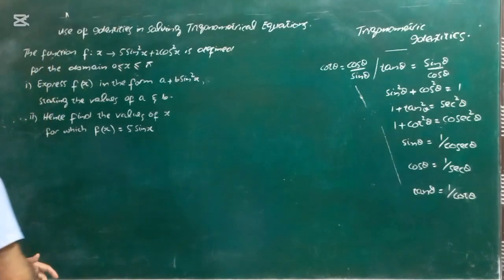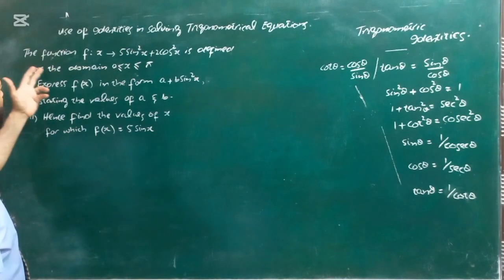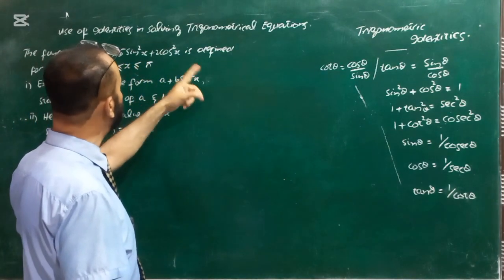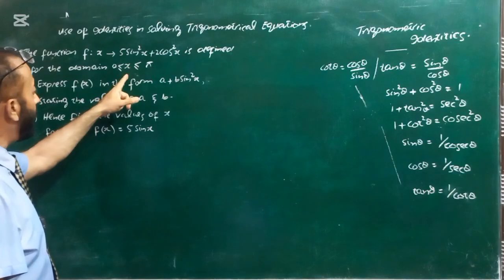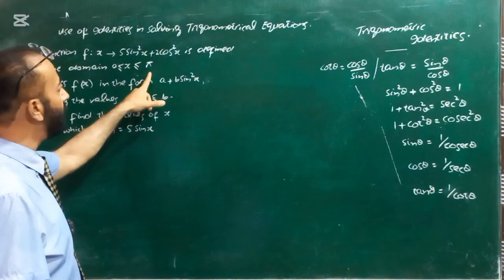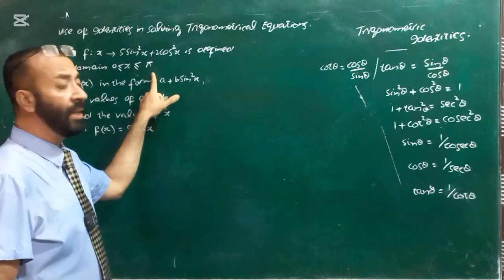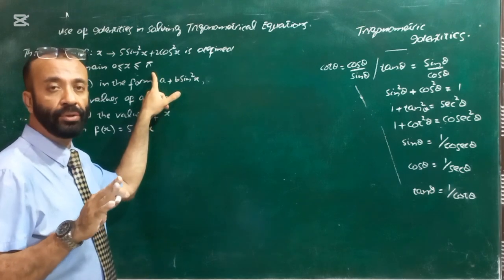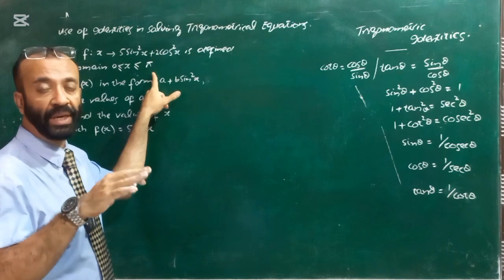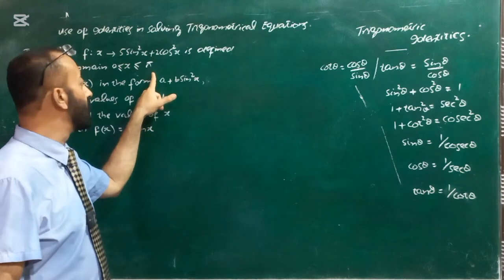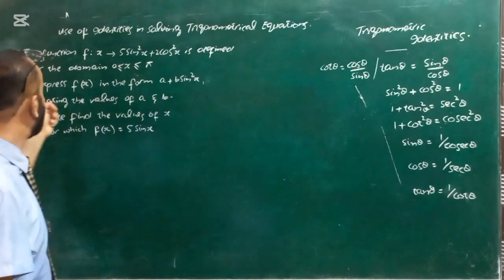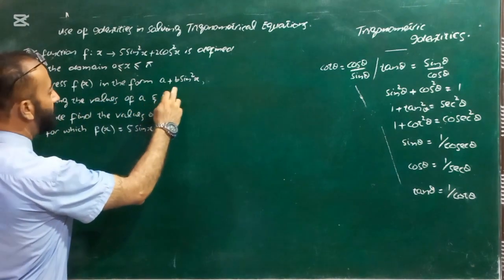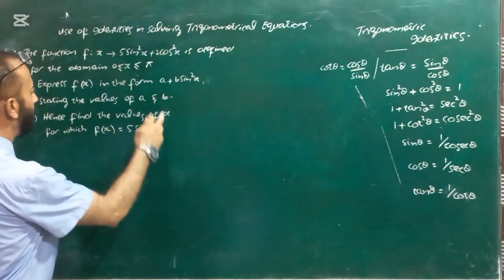Here is another question. The statement of the question is the function f of x is equal to 5 sine square x plus 2 cos square x is defined for the domain x is greater than or equal to 0 and lesser than or equal to pi. So look at here. Here is pi now. It means the question is in radian mode now. So first you have to change your calculator from degree to radian mode. So this is the first thing that is required in the question. So moving ahead now. First part is express f of x in the form a plus b sine square x, stating the values of a and b.